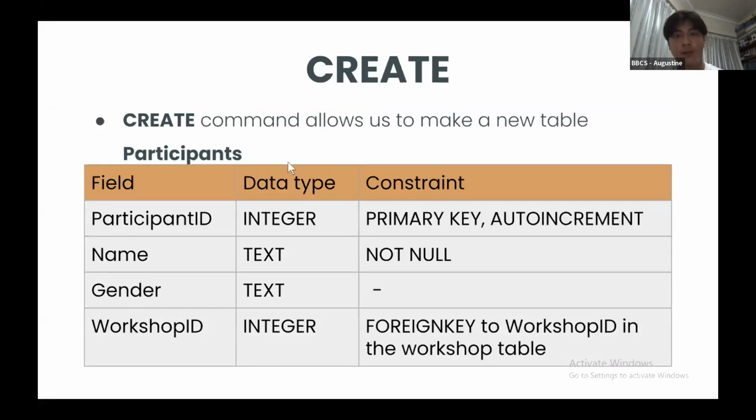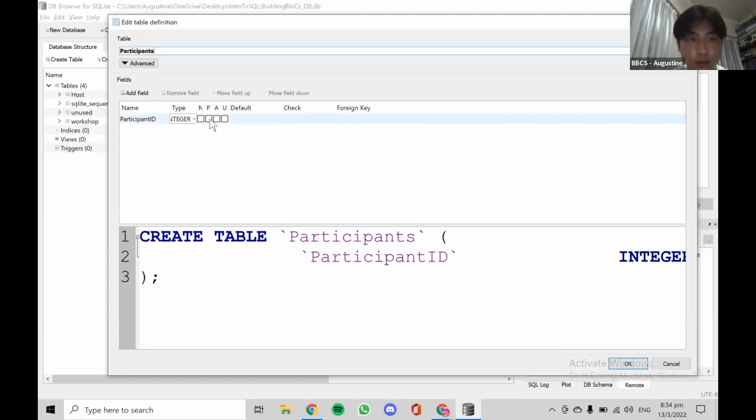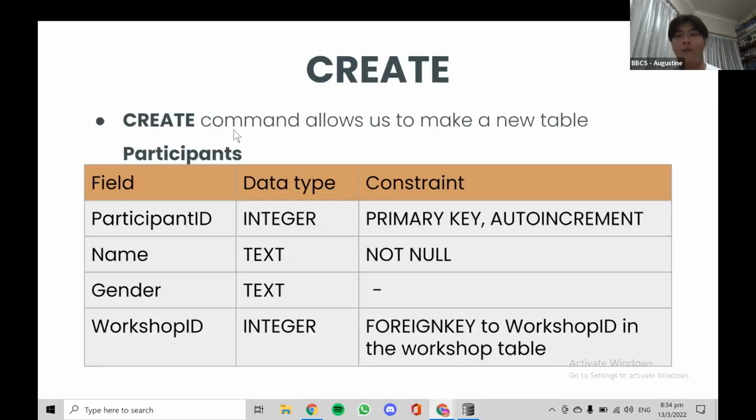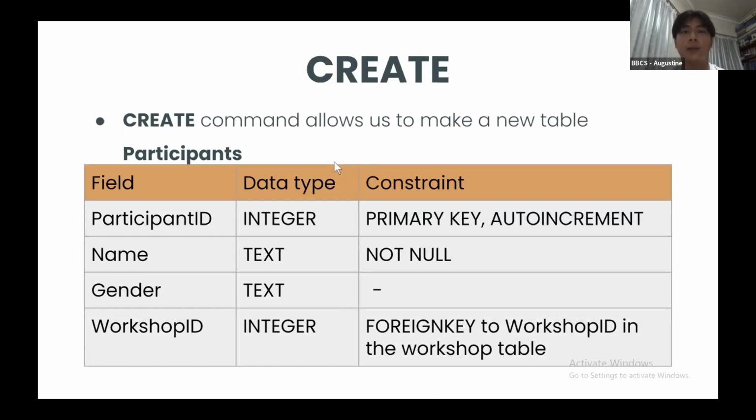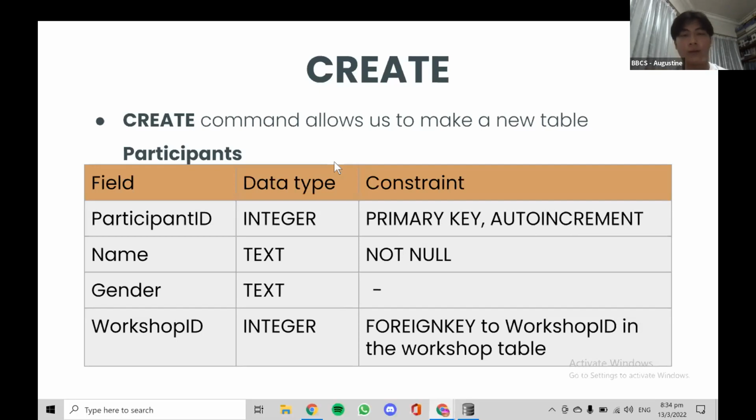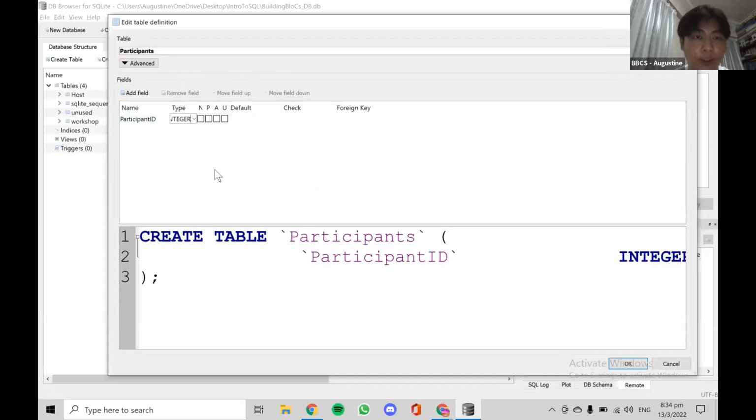And if we go back to the slides, you can see that we have some constraints to set for the participant ID. But firstly, look at the data type. It has to be an integer. So we can set the data type to be an integer, which is correct. Now for the constraints, we want our participant ID to be the primary key, and it has to be auto-incremented. So why do we want the participant ID to be a primary key? Well, it's because the participant ID should be unique for each of the participants. Remember, a primary key has to tell each separate record apart from each other.